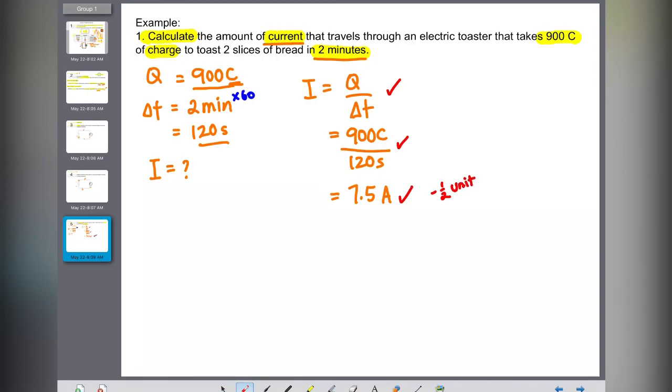Also, this question is out of 3. If you didn't convert the time, you would lose 1 mark for not putting it in the correct unit. Okay, so this is the success criteria. Make sure you follow them in every single problem that you do.